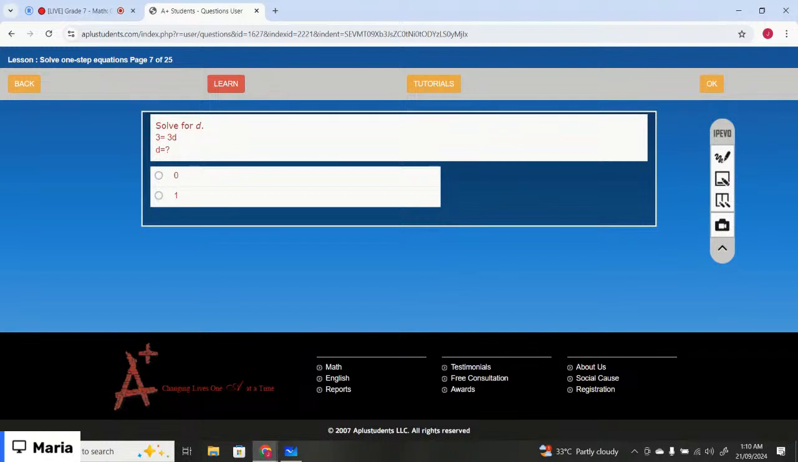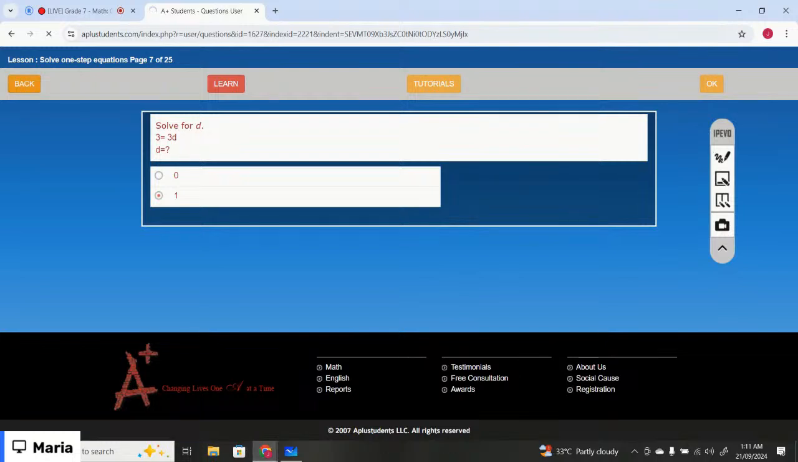Okay, the next one is solve for d. 3 equals 3d, which is the correct option? That is d equals 1. Option number 2 is the correct option, right? Okay, you can complete the lesson by yourself later today. Let me just move on to the next lesson.